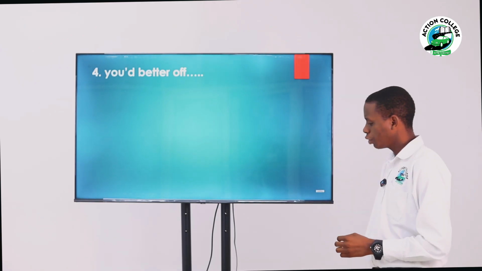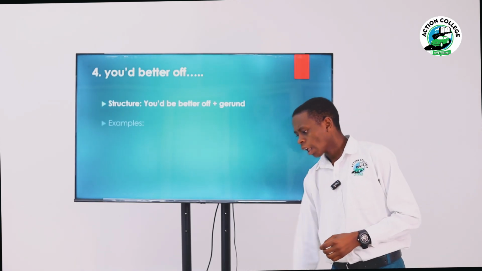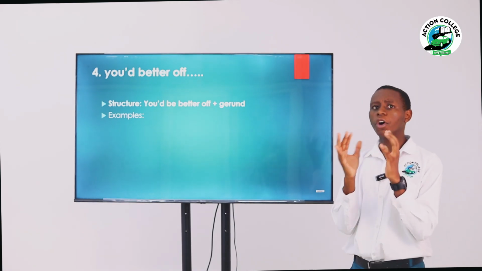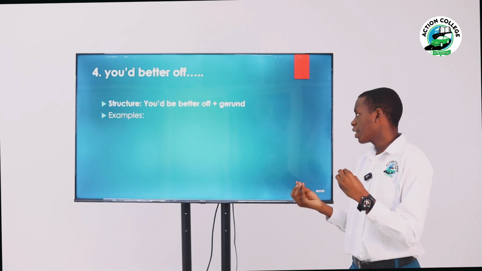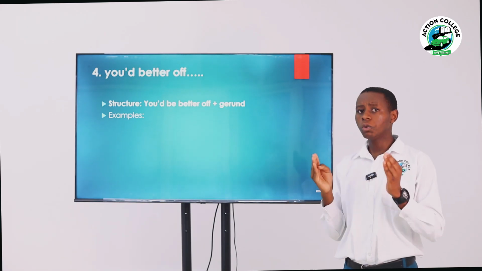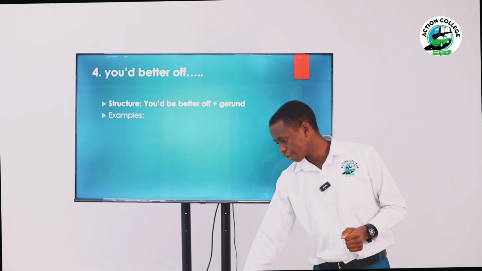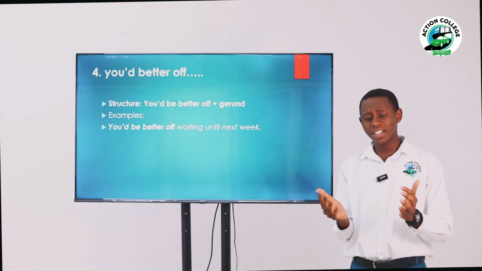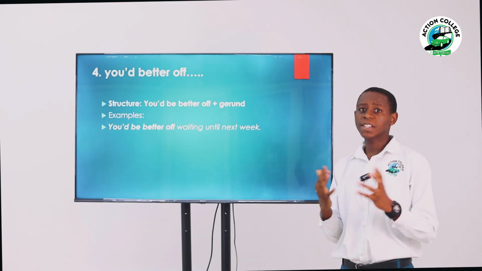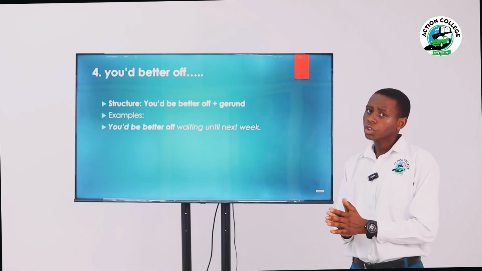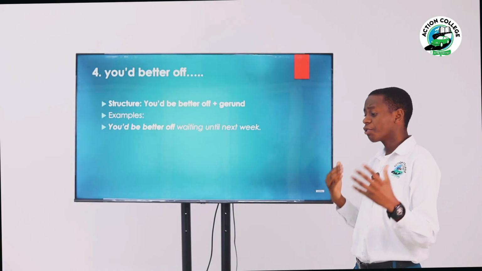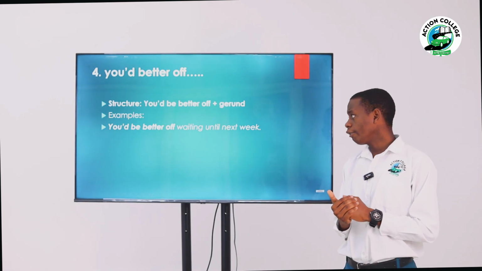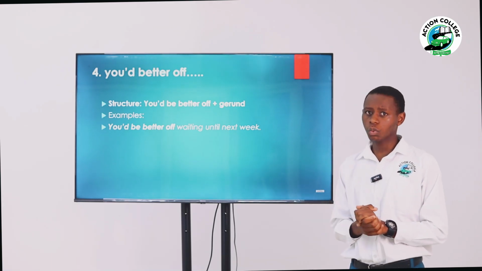Number 4, you can say you'd better off. So this is also a way we use for giving advice when you show that there is something which is more important to someone. When you're showing something is more important to someone, you can say you'd better off. For example, you can say you'd better off waiting until next week. Maybe you see someone is rushing, of course. Maybe someone is not taking time to think. You can encourage this person to think about what he's going to do next. So that's why you say you'd better off waiting until next week.